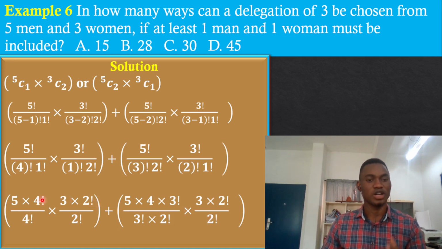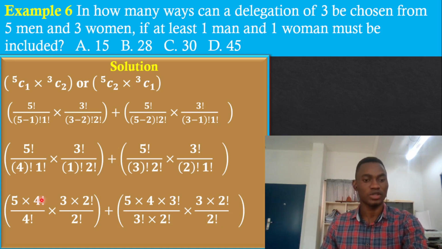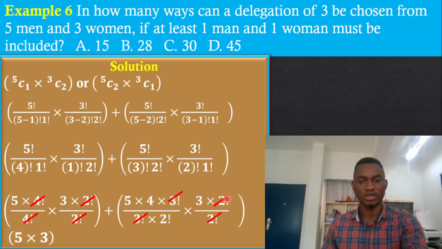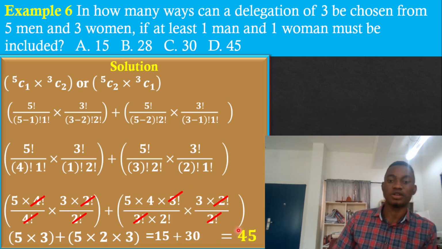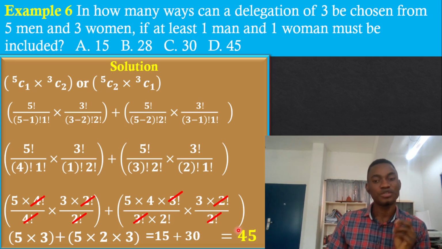As you can see, we have factorials that can cancel out. For instance, 4 factorial can go with 4 factorial, and 2 factorial with 2 factorial, so that we have 5 times 3 left. Then the 3 factorial up can cancel the 3 factorial down. Same thing happens with 2 factorial over 2 factorial. And don't forget that 2 factorial is 2, so it reduces this 4 to 2. So we have 5 times 2 times 3. That gives us 15 plus 30, which is 45. Very simple.